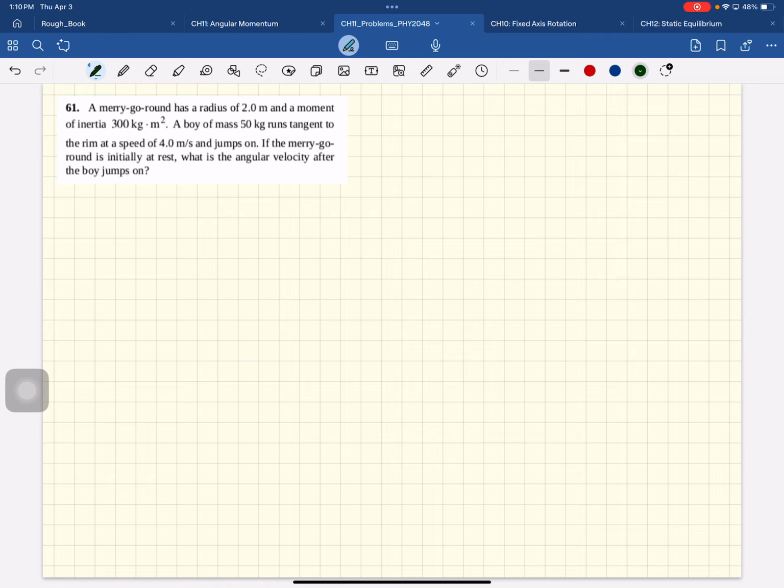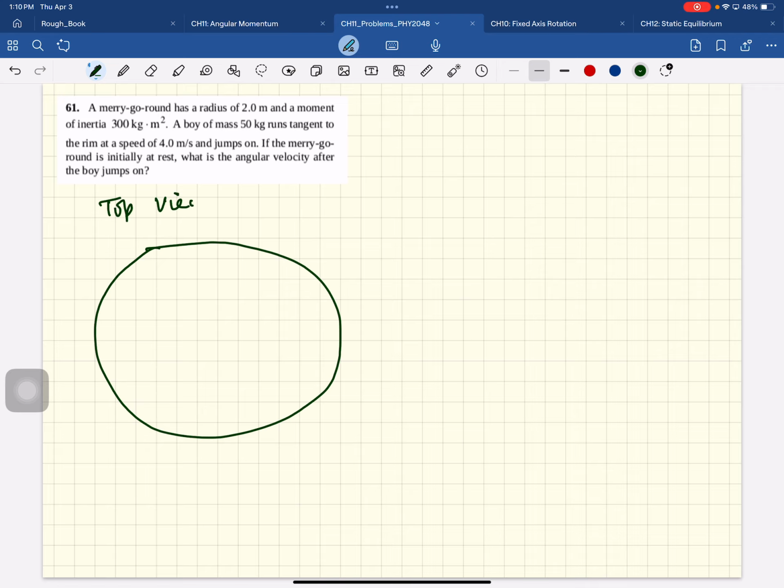Okay, let's do this problem first, and then we'll come to the other problems. A merry-go-round has a radius of 2 meters and a moment of inertia of 300 kg per meter square. So here's a top view. And the merry-go-round is rotating about that axis.